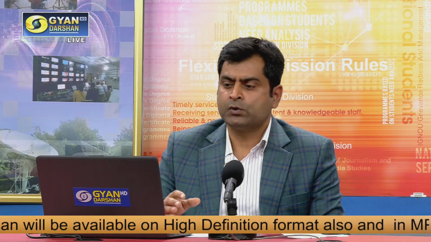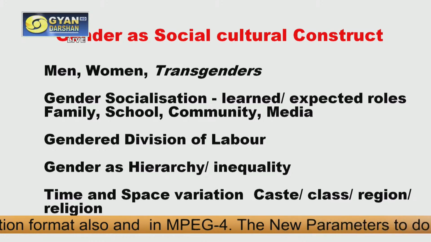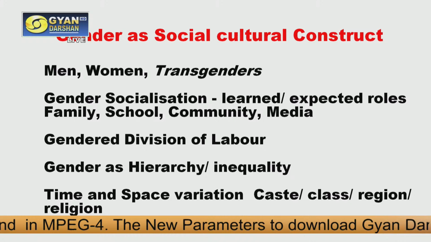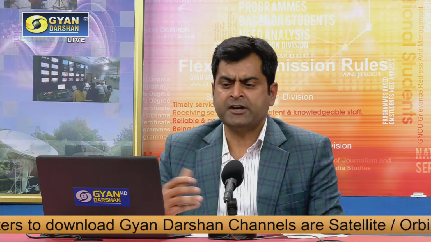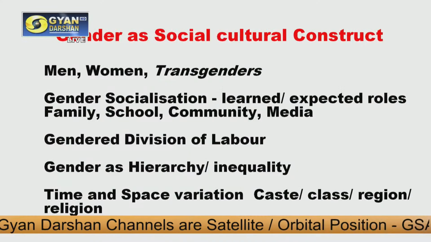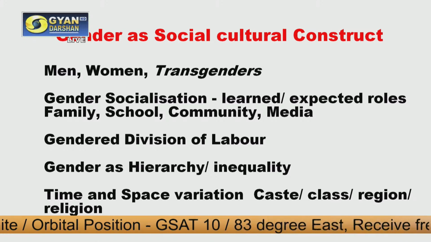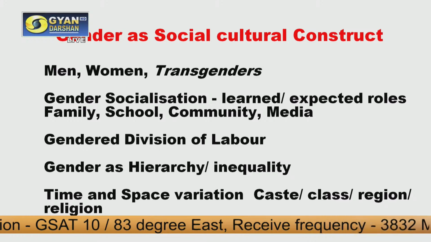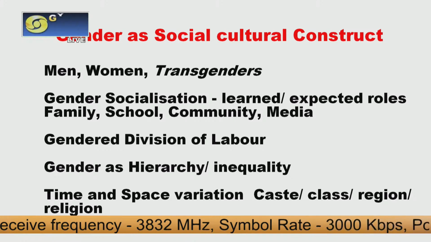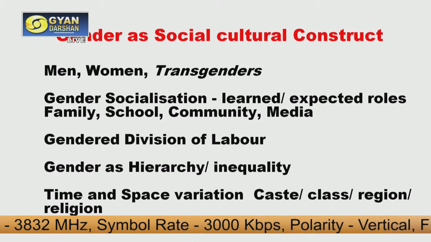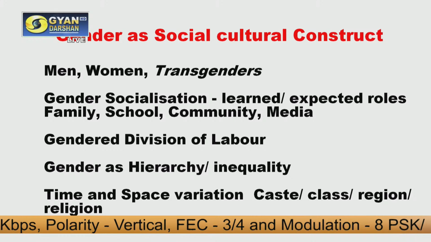Whereas gender is a social, cultural construct. Men and women and their respective roles, like masculine or feminine, these are our gender roles, which we learn through the process of socialization. In the process of socialization, we start performing our expected role. The family, school, community, or media are the agencies through which we learn what is expected from us. And through this, we start behaving in a particular way.